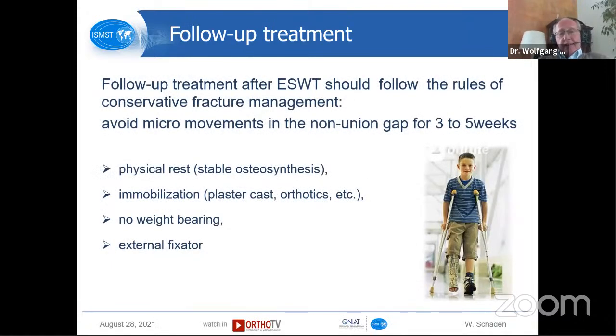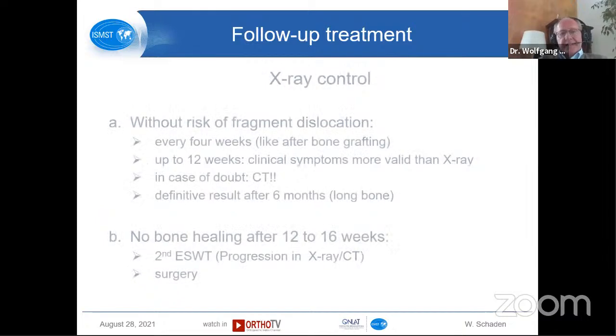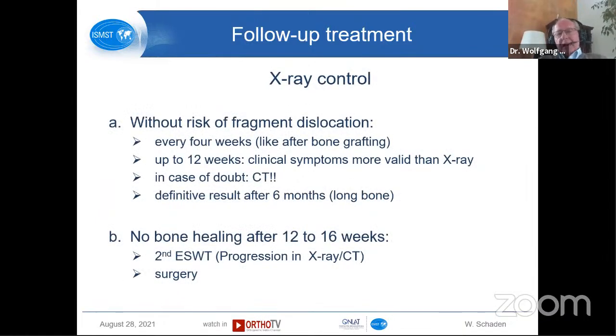The follow-up treatment includes, as we said, that we have to avoid micro movements in the non-union gap for, depending on the bone, small bones 3 to 4 weeks, long bones 5 to 6 weeks, because then the vessels are big enough that they move with the movement of the bone and survive. And this is the really important phase of healing. So it might be that physical rest is enough. Sometimes we need immobilization by plaster cast or orthotics, or in the lower extremity, no weight bearing up to an external fixator. We perform X-ray controls every 4 weeks when we have no risk of fragment dislocations, like after bone grafting and stable osteosynthesis.